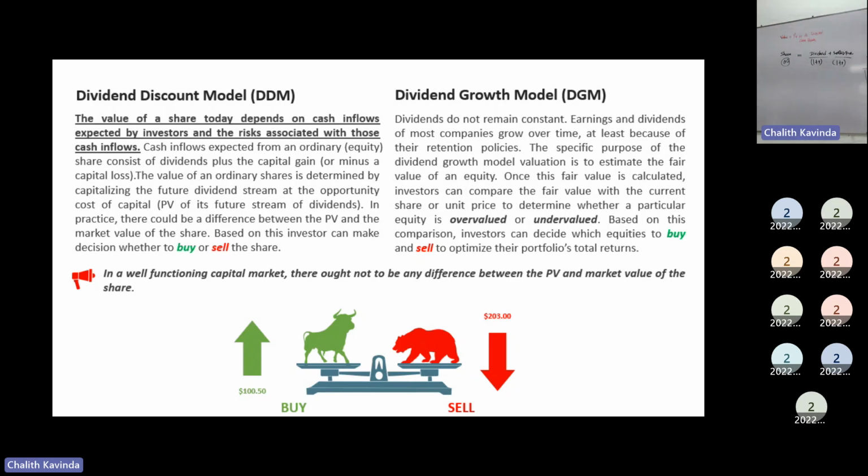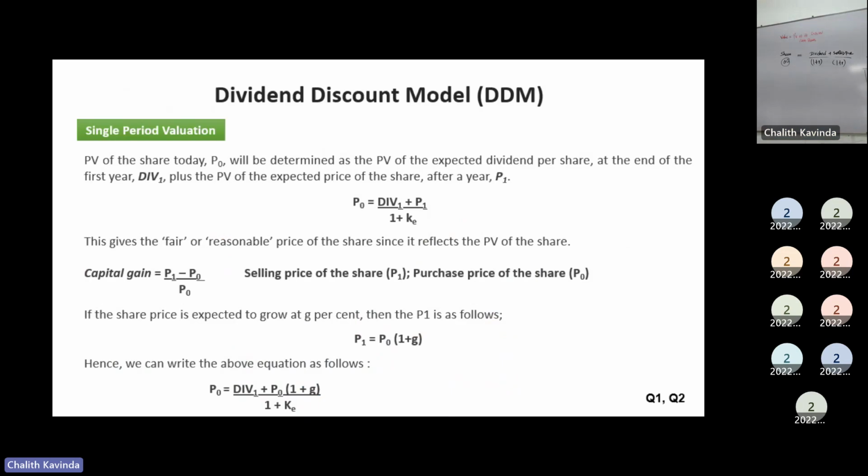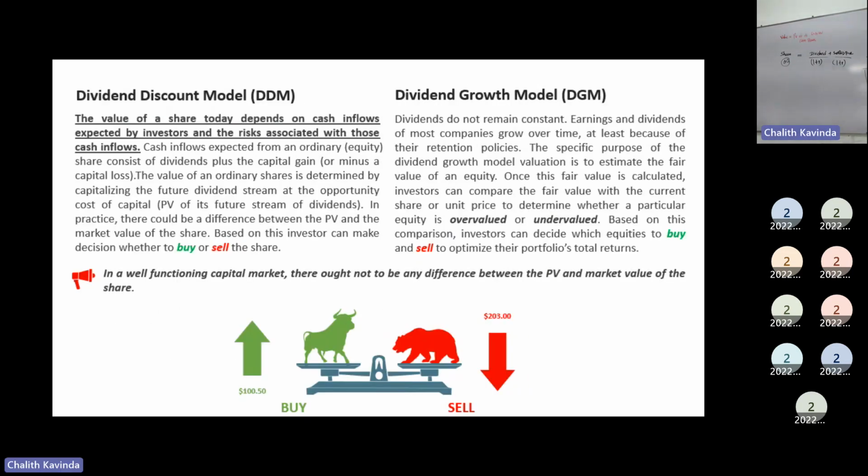You don't have any difference between the present value and the market price of the share, if the market is sufficiently proper, which means the market is being driven by finance fundamentals. Right, okay. Fine. I'm clear.